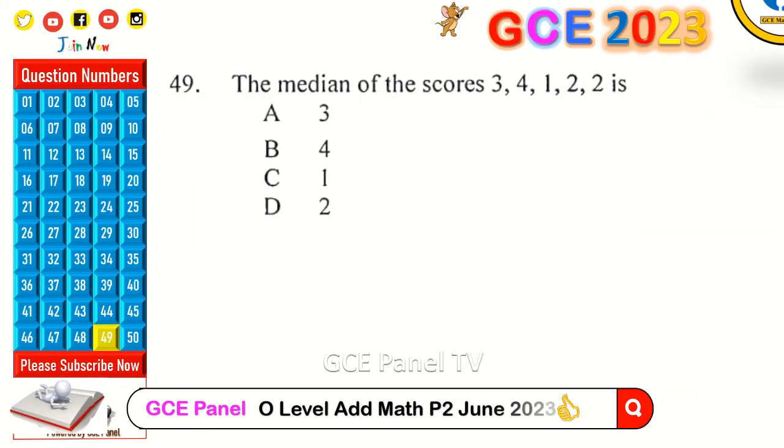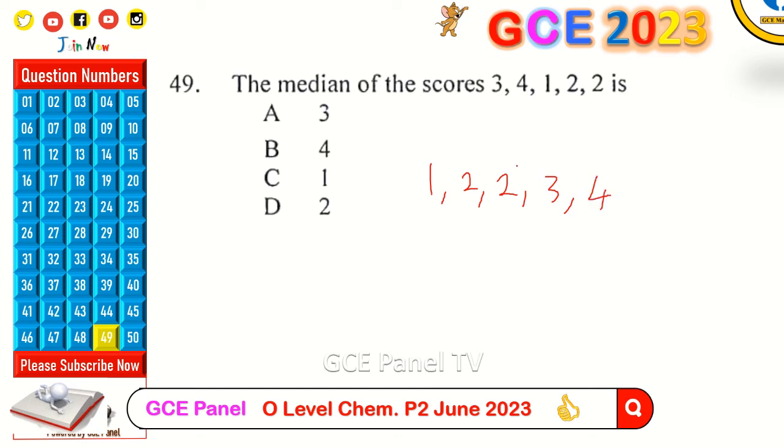Question 49, the median of scores 3, 4, 1, 2, 2 is. So to get the median, first of all, we have to arrange the scores in increasing or decreasing order of size. So I have 1, 2 occurs twice, so 2, 2, then we have 3, and we have 4. Median is the middle number. How many scores are here? 5. So the middle score here is this one, because it has 2 scores to its left and 2 to its right, so this is the middle number. So our median here is 2.